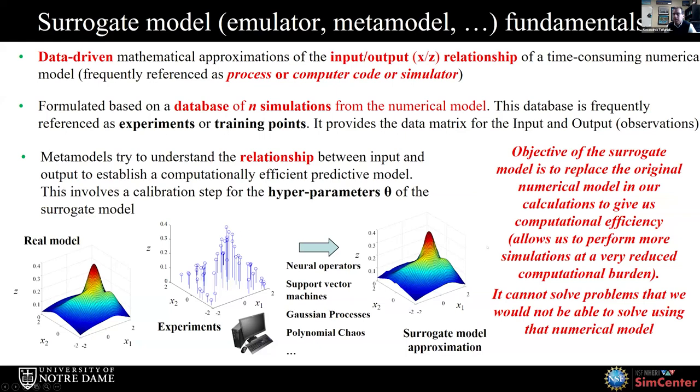After calibration, the cost of the surrogate model is very small compared to the original high-fidelity model. Now, I always say this as a caution, because I see many people think that surrogate models are a panacea, that they can solve anything. That's not true. The only thing they allow you to do is more simulations at a smaller computational cost. If for whatever reason you cannot solve the exact problem that you want with a high-fidelity model, using a surrogate model is not going to solve it for you either.